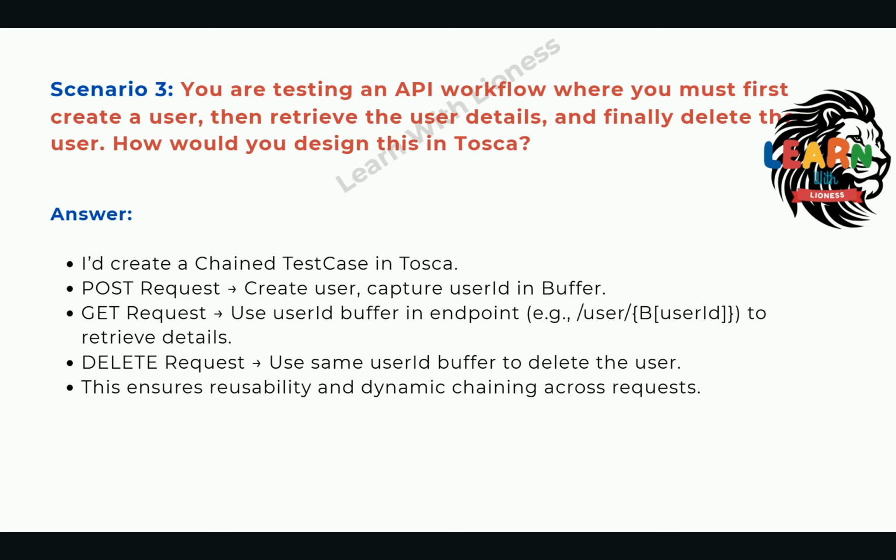Scenario 3. You are testing an API workflow where you must first create a user, then retrieve the user details, and finally delete the user. How would you design this in Tosca? Answer. I'd create a chain test case in Tosca. 1. POST request: create user, capture user ID in buffer. 2. GET request: use user ID buffer in endpoint, for example, user API user ID, to retrieve details. 3. DELETE request: use same user ID buffer to delete the user. This ensures reusability and dynamic chaining across requests.